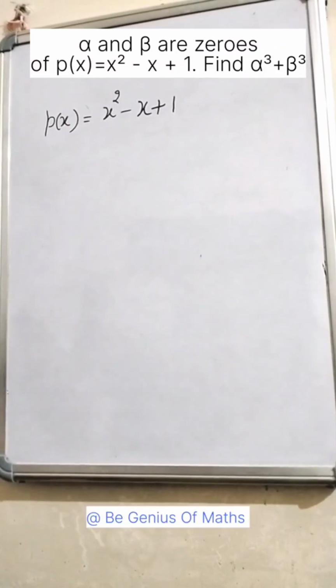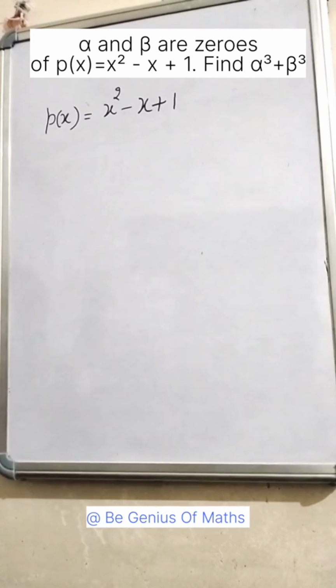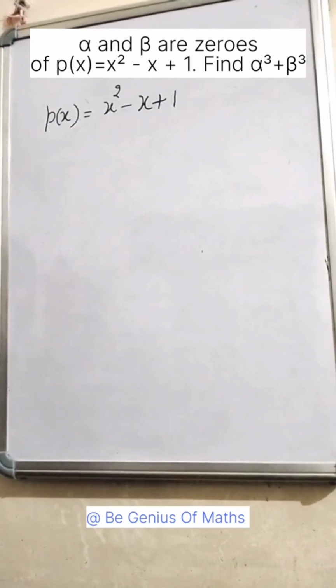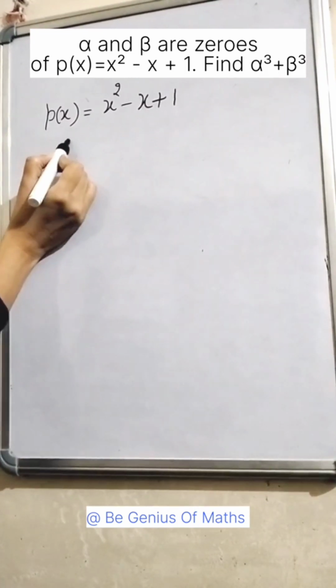ये क्वेश्चन 10th क्लास के सेकंड चैप्टर से रिलेटेड है. The question is: alpha and beta are zeros of the polynomial. Then we have to find alpha cube plus beta cube without finding alpha और beta, यहाँ पे alpha और beta नहीं दिए गए हैं. So सबसे पहले हम coefficients लेंगे.